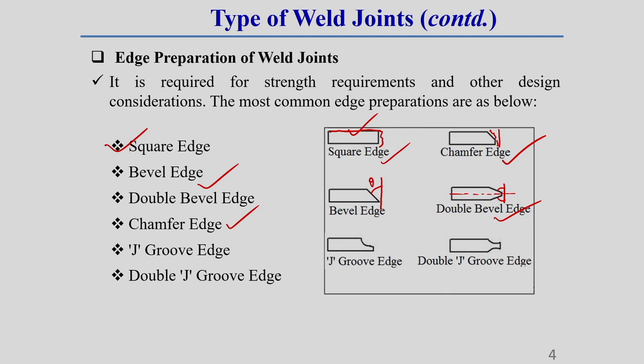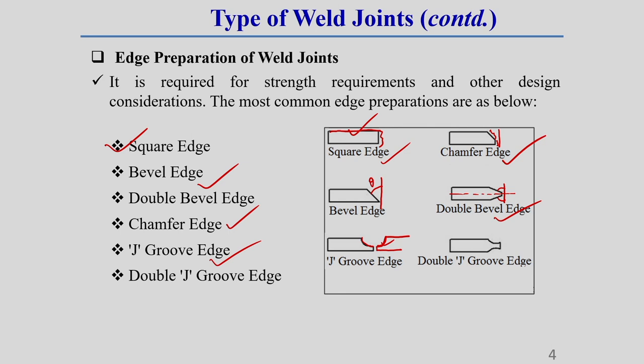Now, there can be J groove S preparation. Here you see this is J groove S preparation. The shape of this S preparation is like a J in nature, that is why it is called J groove S preparation. If you draw the S preparation on the right side, then you can see its shape is generally J in nature. This is called J groove S preparation.